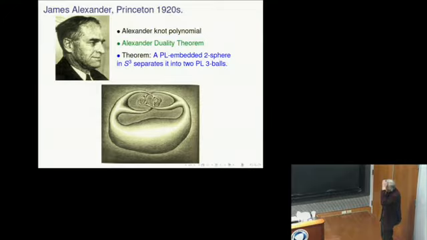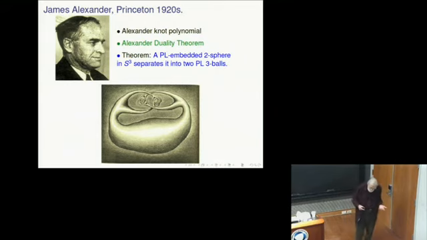He also proved another theorem which amazes me. If you take a piecewise linear torus in the three-sphere, then you can't say that both complementary components are copies of the solid torus because it may be knotted. But his theorem was that for any embedding of the torus in the three-sphere, one of the complementary components must be a solid torus.